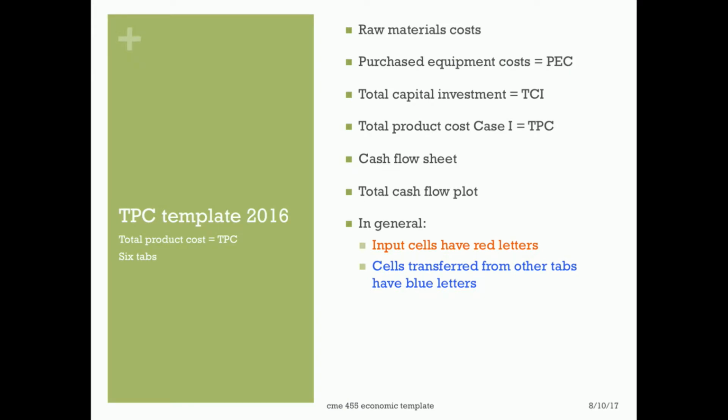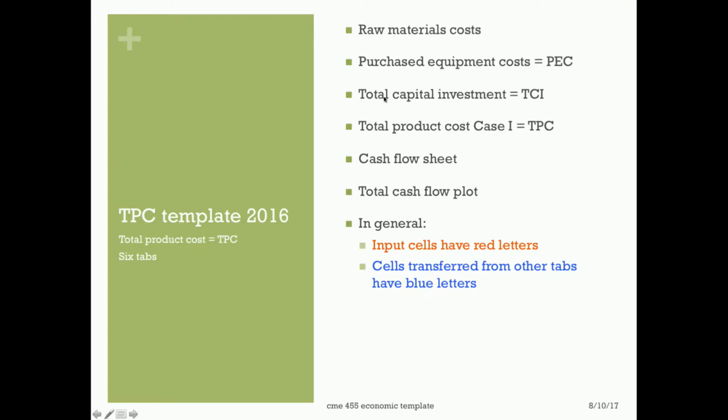So here are the templates, and the template for 2017 is about the same as the one for 2016. It's got 6 tabs to it. It's got a raw materials cost tab. Here we can also put in utilities and product values. It has a purchased equipment cost, PEC table. It has a total capital investment table.